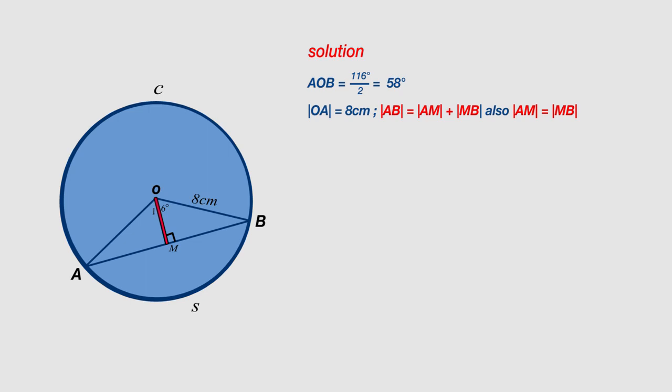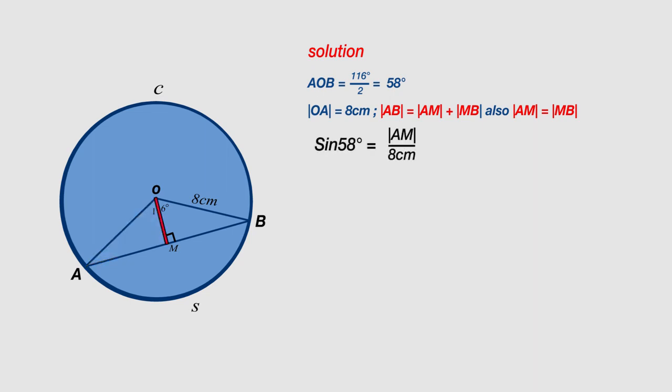AB is equal to AM plus MB. And also AM is equal to MB. I'm sure as I go on, you'll be looking at your triangle and getting exactly what we are referring to. So from triangle OAM, that means we are taking just one part of our diagram. We will use trigonometry and try to find the length of AM.